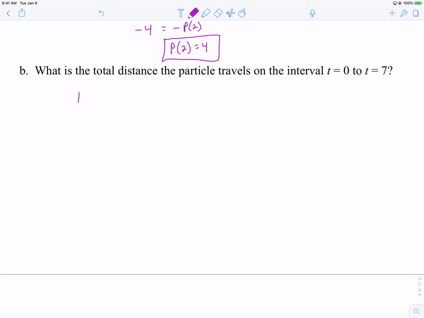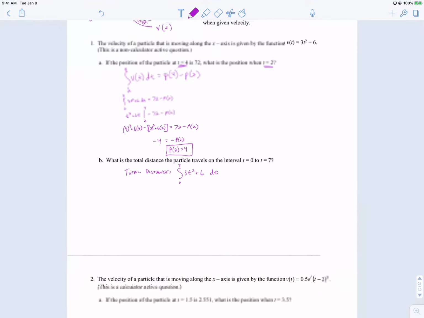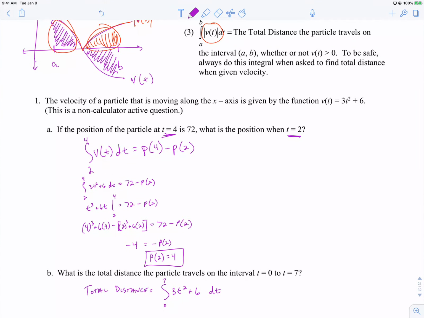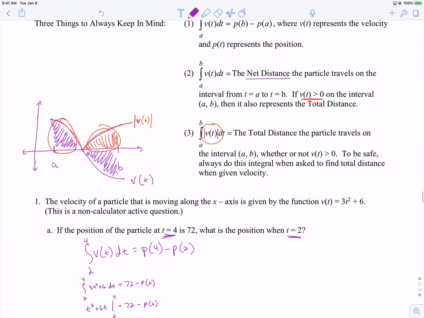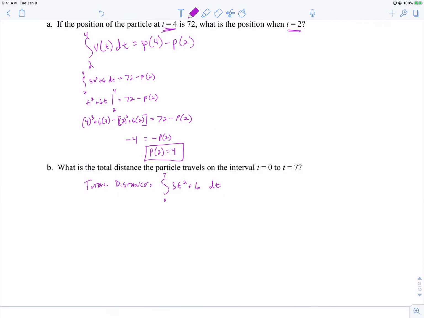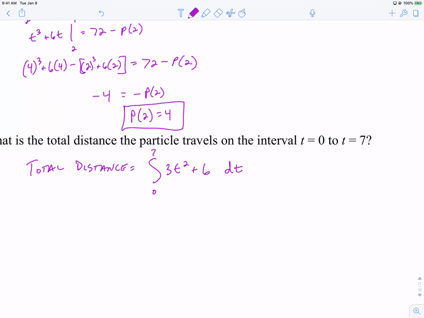So our total distance is going to be the integral from 0 to 7 of 3t squared plus 6 dt. Now, I know that this function is always positive, so this would be our total distance because of when we said it also represents the total distance. But if you wanted to be safe, you could absolute value it.